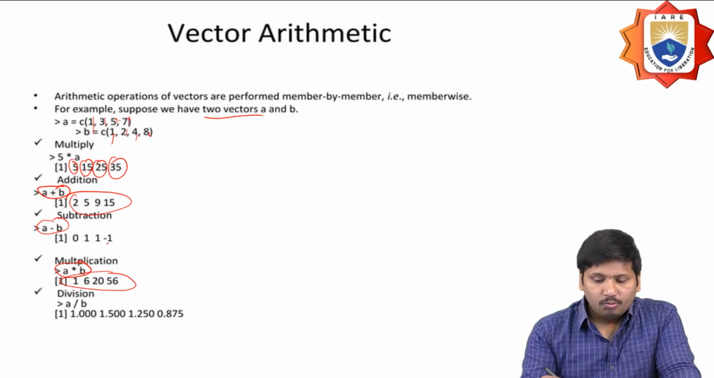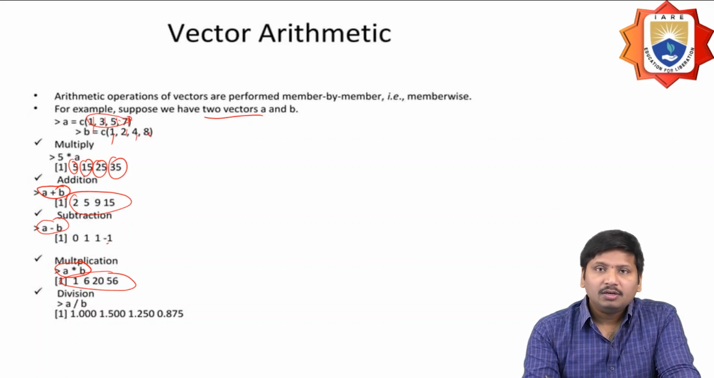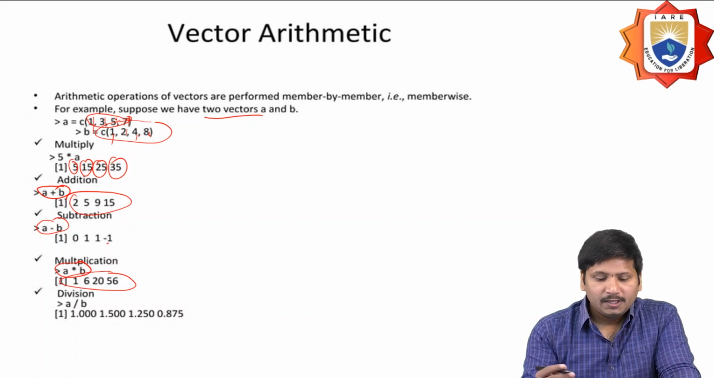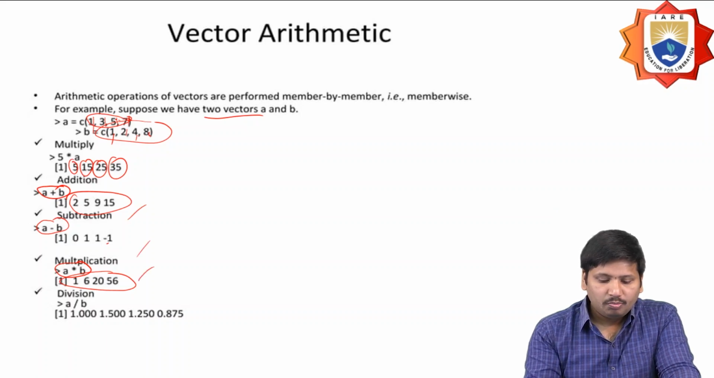In order to perform all this, one thing we have to remember is that the length of the vectors should be the same. Here the number of elements in the vector is 4, and if I have 5 here, then it is not possible to do some of the vector operations like a + b, a - b, a * b, and a / b also.